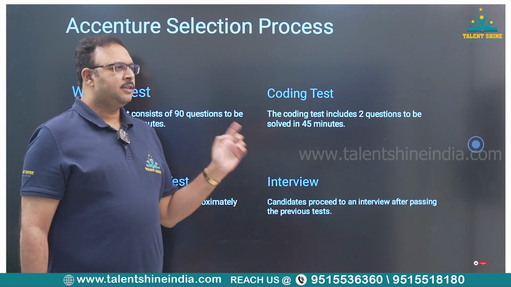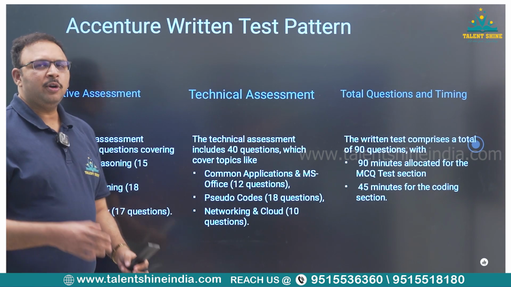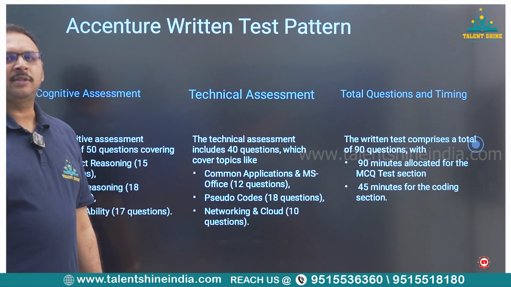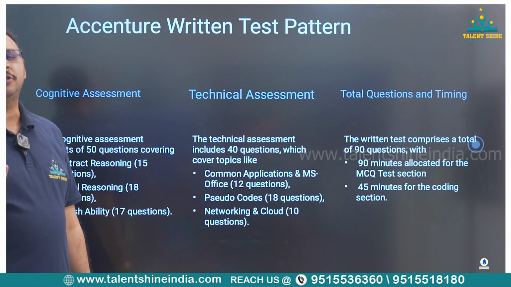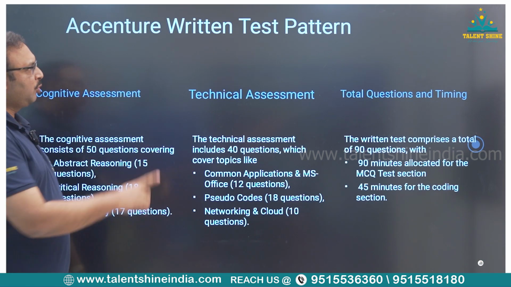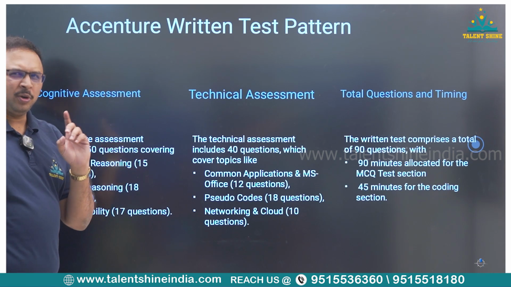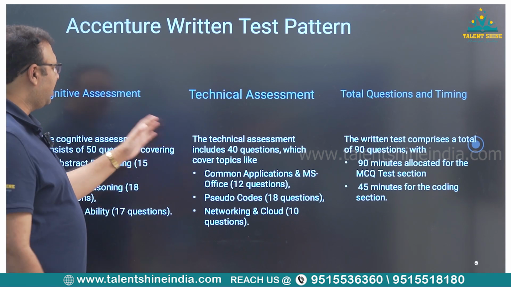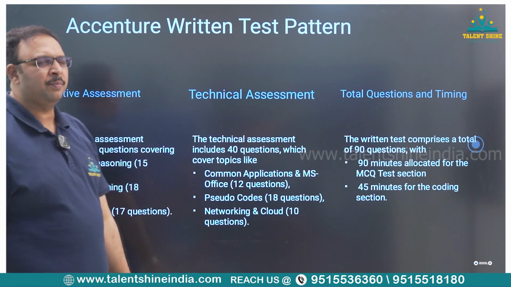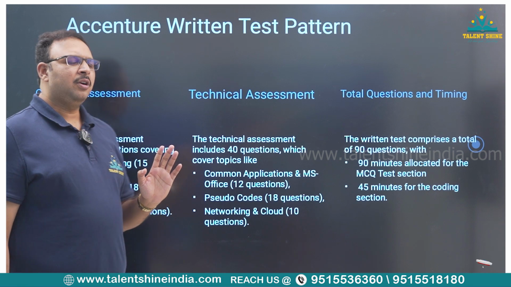Okay, guys, right now let us go for the next one, the written test. I want to go into detail regarding the syllabus. I hope you know the pattern of Accenture. Now I'm going to detail all the syllabus. Look at the written test pattern here. The written test has only one section. They are not separating it into a cognitive part or technical part. So only one section, 90 questions, 90 minutes.